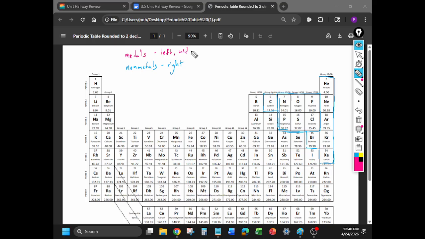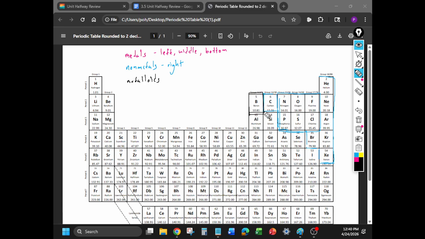And again, I'm not going to be asking you explicitly is this a metal or non-metal. Just be aware of generally where they are. Okay. All right, and then the last one, metalloids. I'm not going to ask you about this at all on the exam, so you don't need to commit this to memory. But we talked about this before.